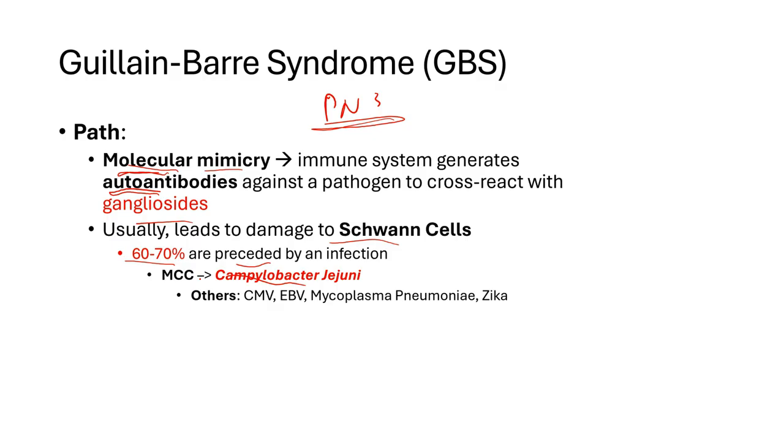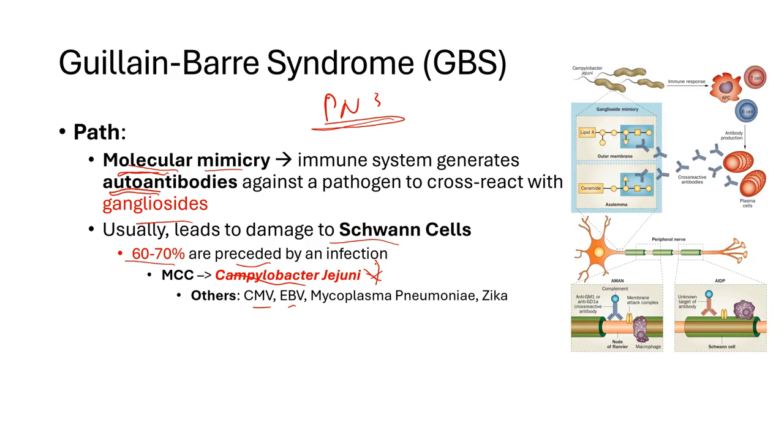Now, there are other bugs that are associated with Guillain-Barré syndrome, as well as viruses, such as CMV, EBV, aka mono, Epstein-Barr virus, mycoplasma pneumonia, or Zika. But definitely understand that Campylobacter is going to be the number one cause of Guillain-Barré syndrome, or the number one associated cause. Now, here is a quick diagram demonstrating GBS.